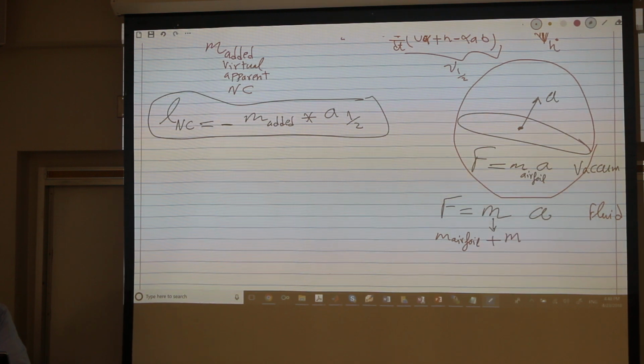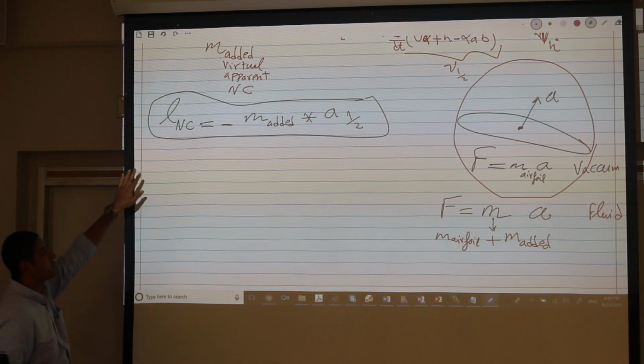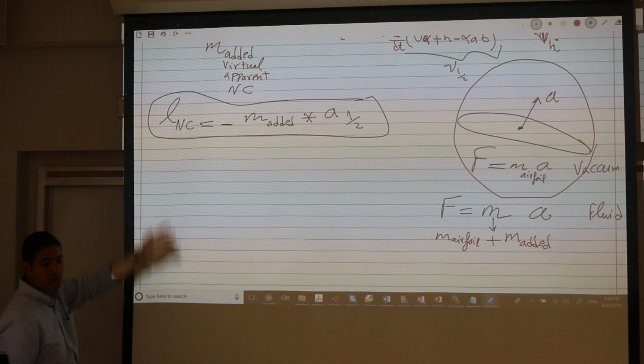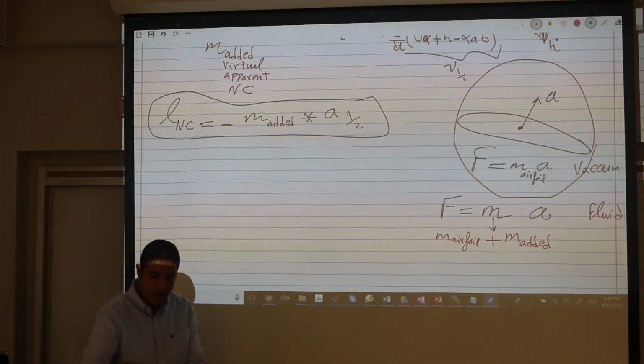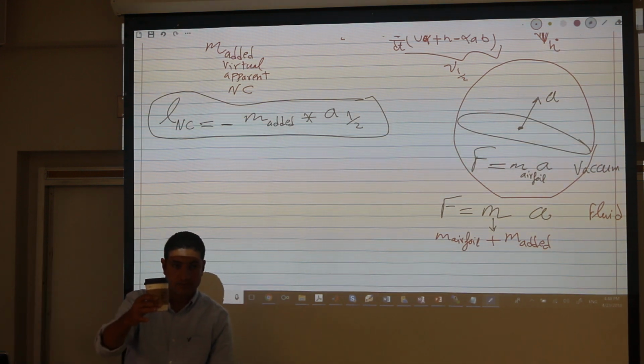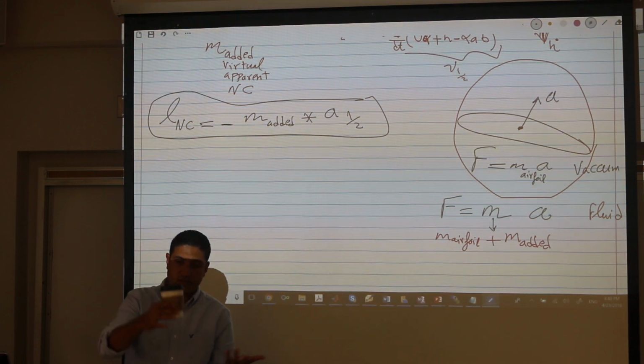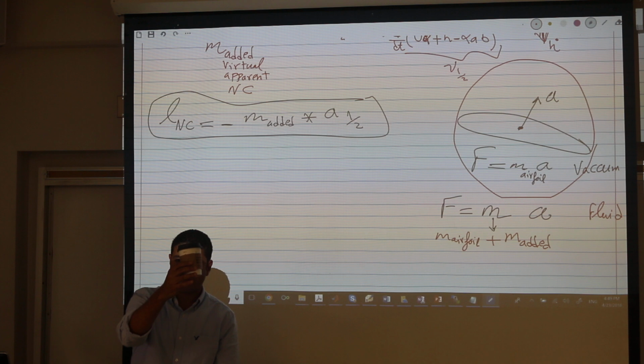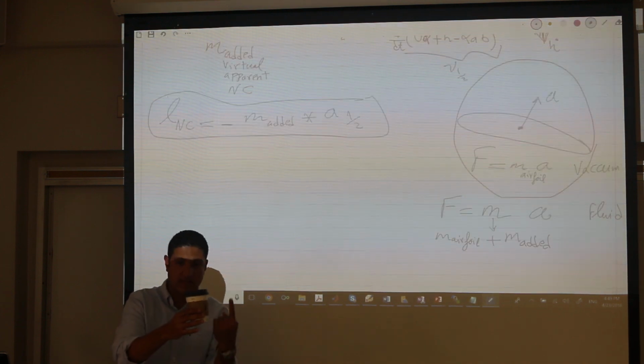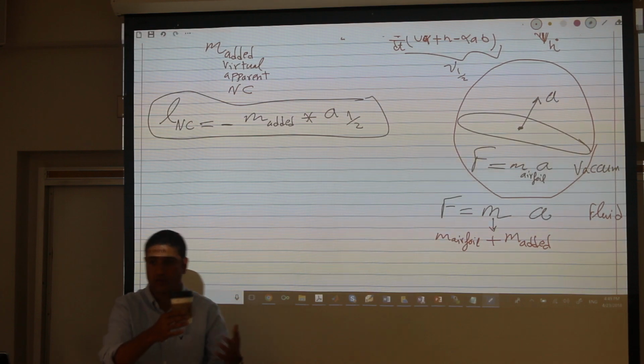Plus the mass of what we call added mass. So this force can be thought of as an inertial force. Remember, when I move anything, you can think of it two ways. When you move this cup with an acceleration A, I need to exert a force in the same direction as the acceleration, equal to ma.